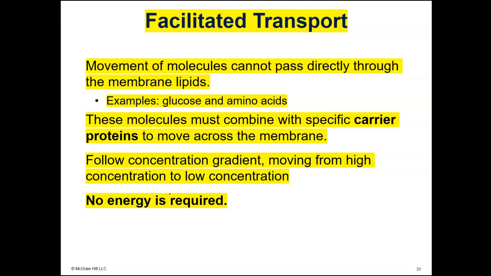Now, moving on to facilitated transport, this is just like diffusion, but the substances are, for example, glucose and amino acids. They are polar, or they have a charge. So since they are not lipid soluble, they're water soluble, they need a carrier protein to move them across.